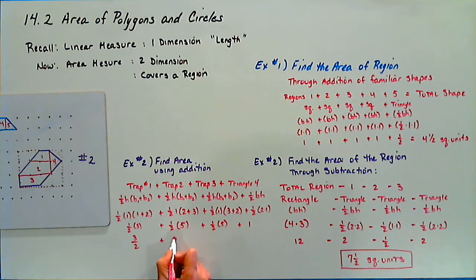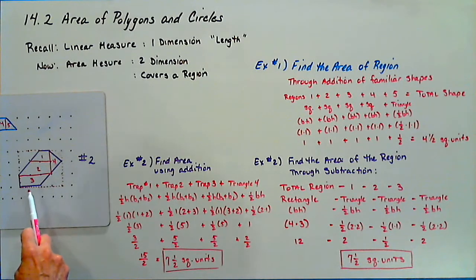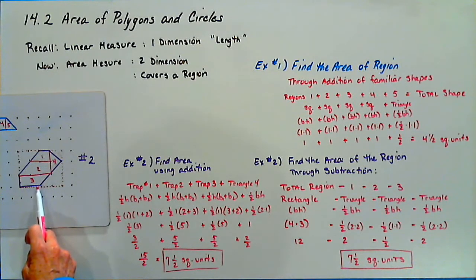3 halves plus 5 halves plus 5 halves plus 2 halves, if I make the denominators the same. This gives me a total of 15 halves. 15 halves, or 15 divided by 2, is 7 1/2. So sure enough, whether I use the addition method, and there are many ways to subdivide, you may have chosen rectangles and squares, we end up with the same result.